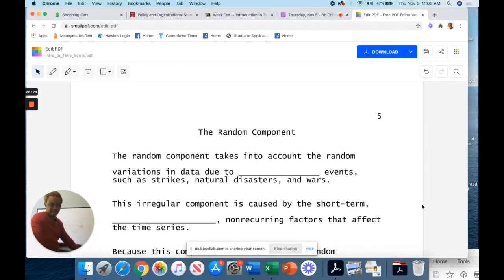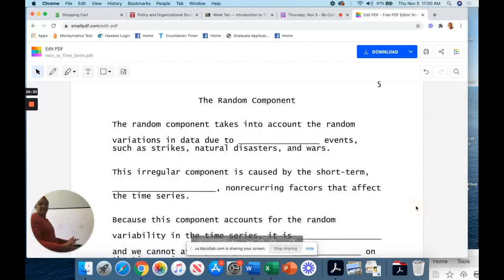The final component, as we see here, is called the random component. This is kind of like the wild child of the series, right? So let's say the random component takes into account the random variations in data due to, let's say, unforeseen events.